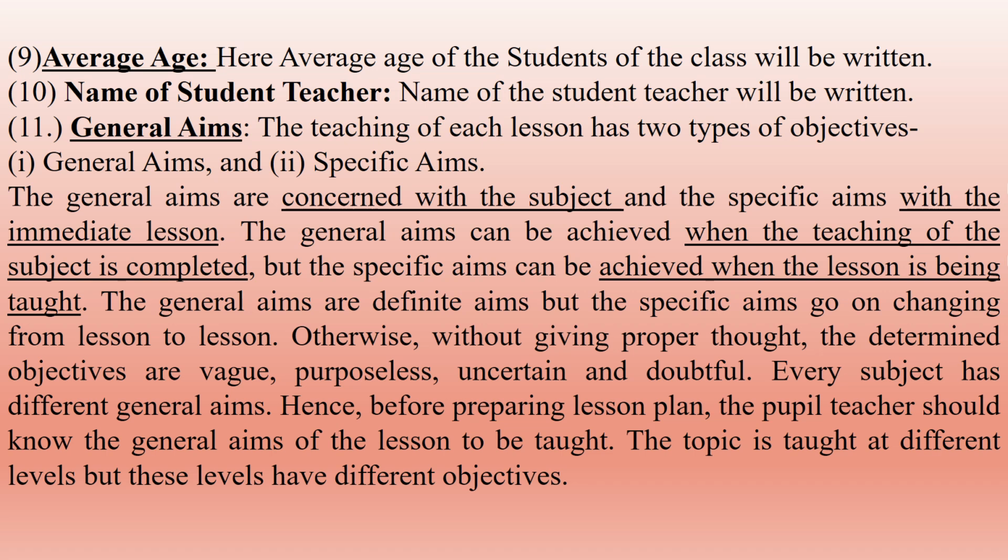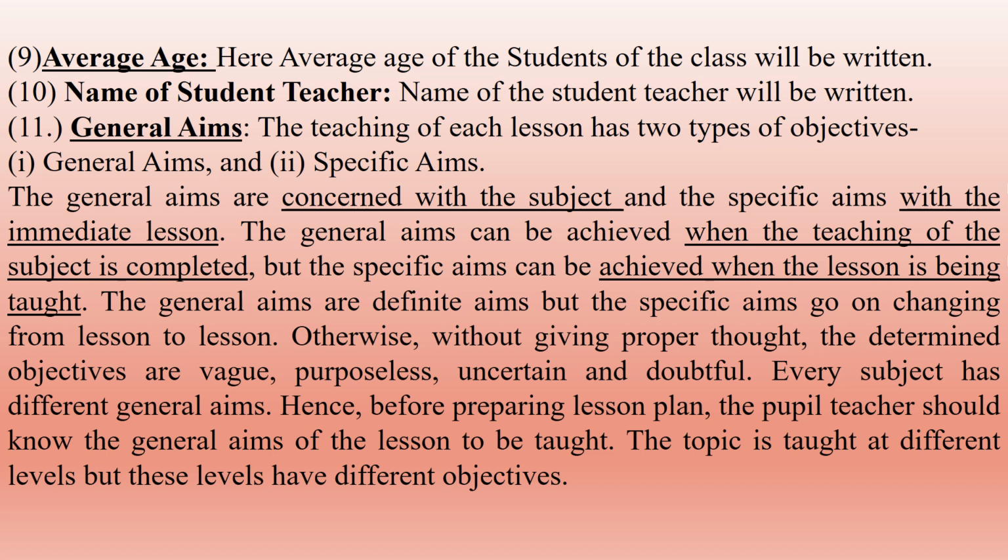While determining the aims, the pupil teacher should keep in mind the objectives of education and they must give a thought to the content. Otherwise, without giving proper thought, the determined objectives are vague, purposeless, uncertain, and doubtful. Every subject has different general aims. Hence, before preparing a lesson plan, the pupil teacher should know the general aims of the lesson to be taught. The different school subjects have their own general objectives.